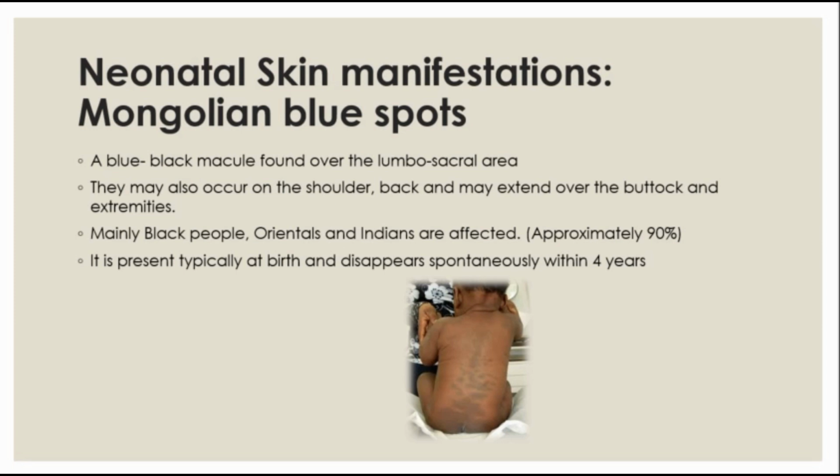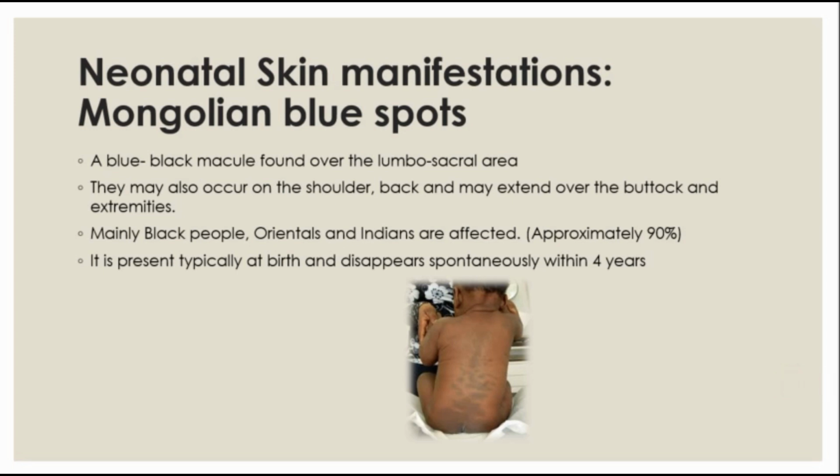In Mongolian Blue Spots, you'll see a blue-black macule over the lumbosacral area. You may also see it on the child's shoulder, their backs, and you'll see it extend over their buttocks and extremities. It mainly happens in Black people, and it's typically present at birth and will disappear spontaneously within 4 years.